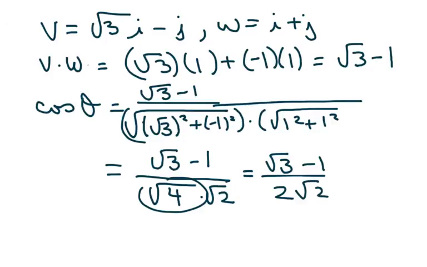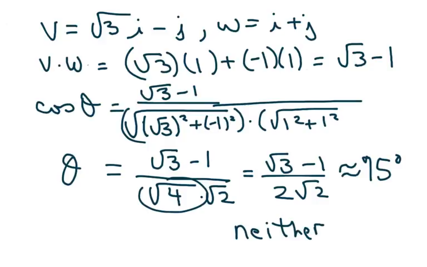And clearly this, if you put that in the calculator, you're going to get 75 degrees. So your theta equals 75 degrees, so the vectors are neither. All right? Let's do one where they're orthogonal. All right, so we'll do a couple more.